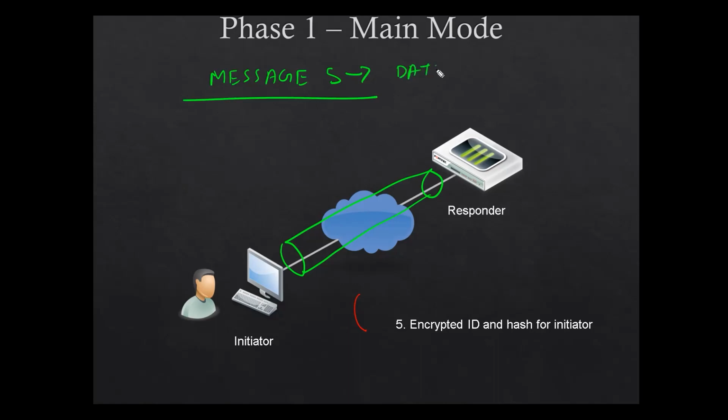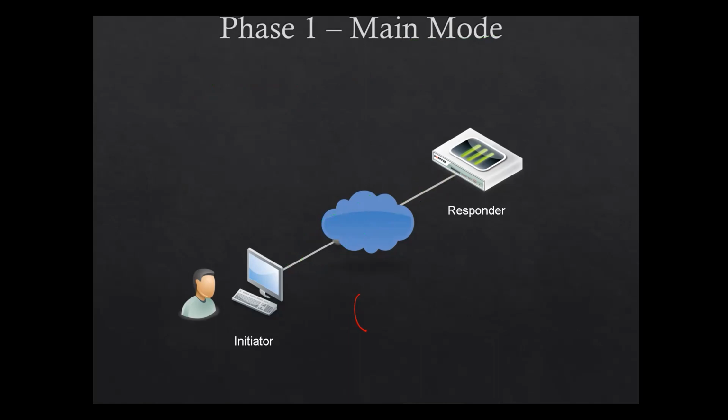Data is encrypted. In main mode, message 5 data gets encrypted. Please make sure of this. Now the responder also sends the encrypted ID and the hash. The hash is just to tell the other party that the data you are sending is not tampered with. That's it. But make sure that on the fifth and sixth messages your tunnel is up.